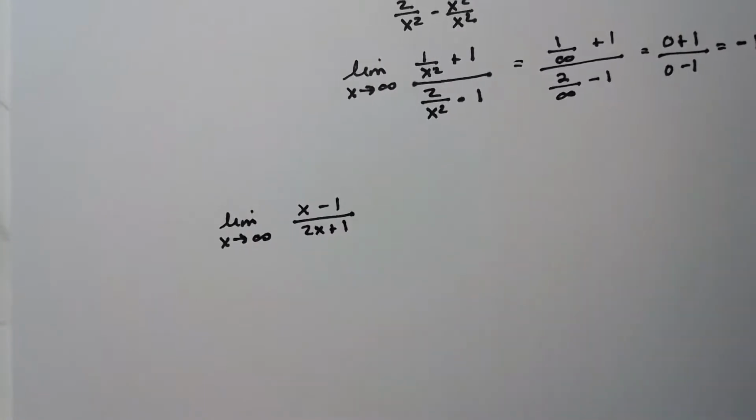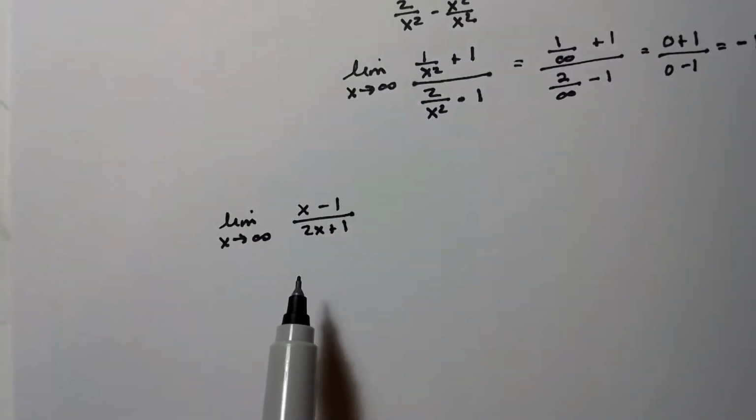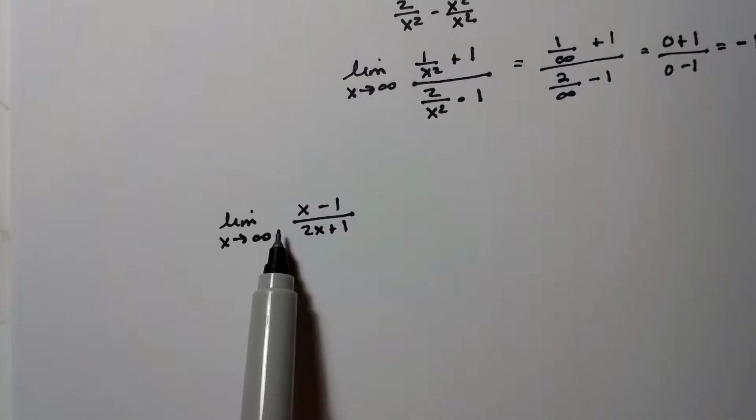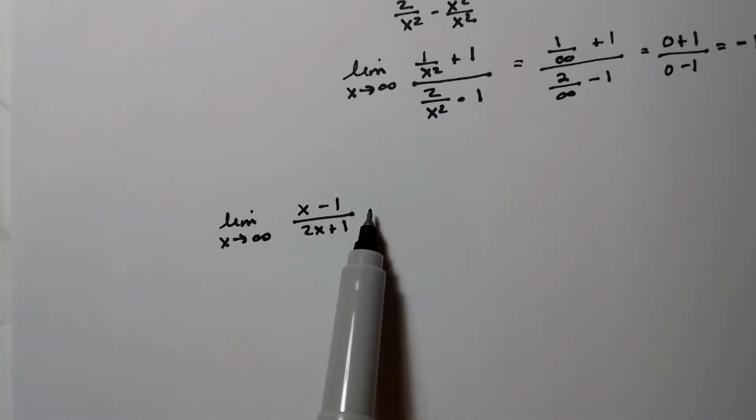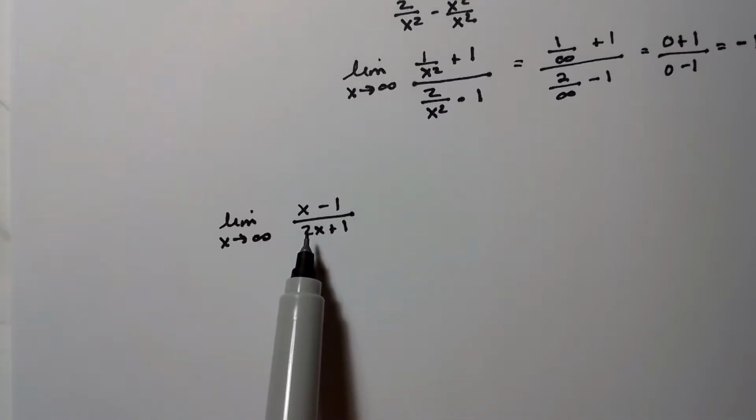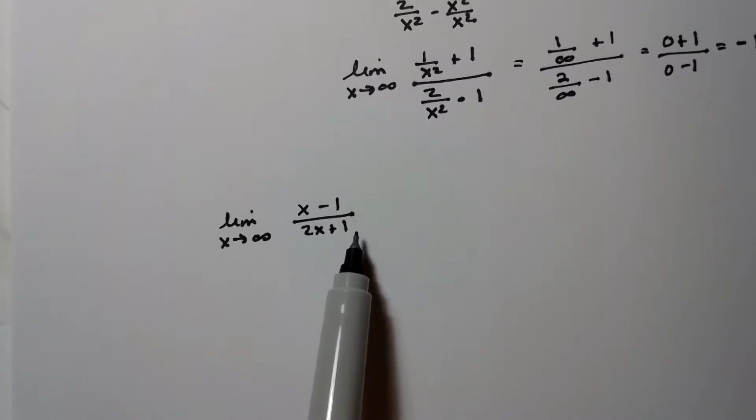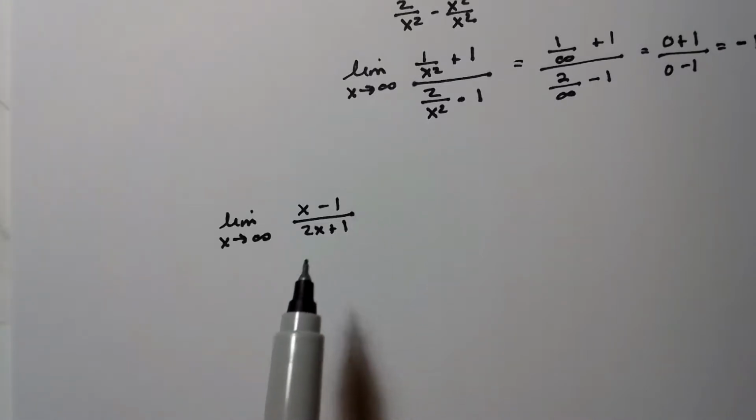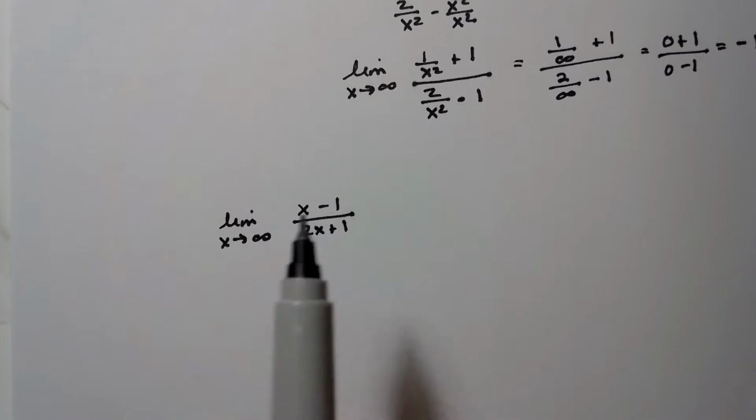If I plug infinity in here, infinity minus 1 is still infinity, and 2 times infinity plus 1 is still infinity. So I've got this infinity divided by infinity issue again. So what are we going to do?